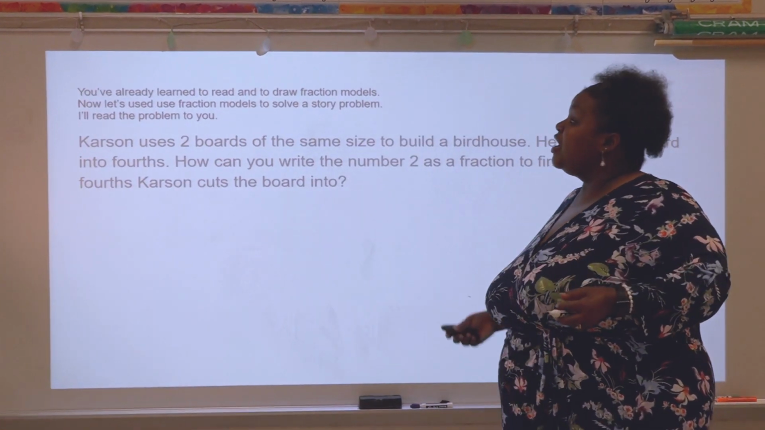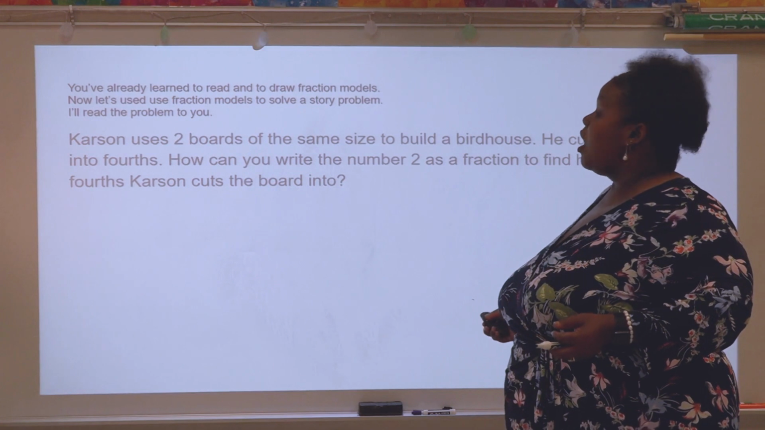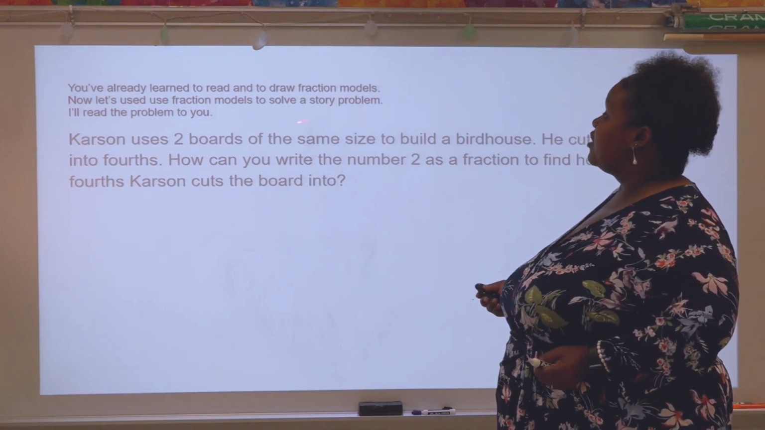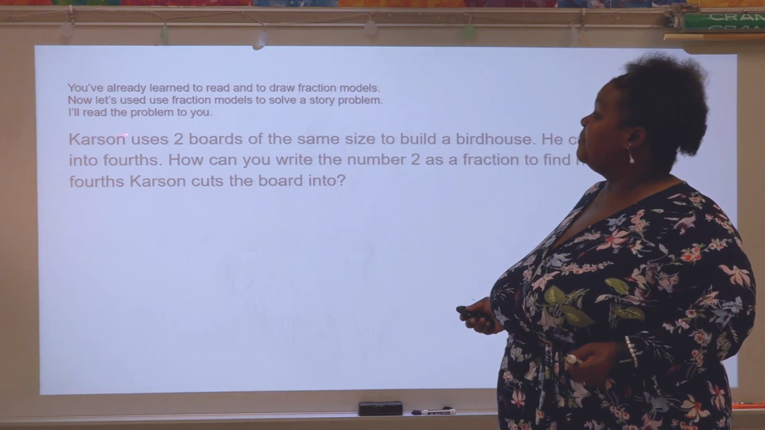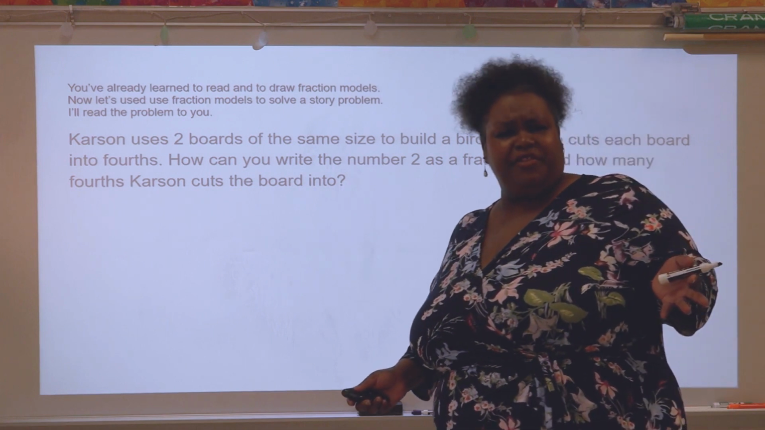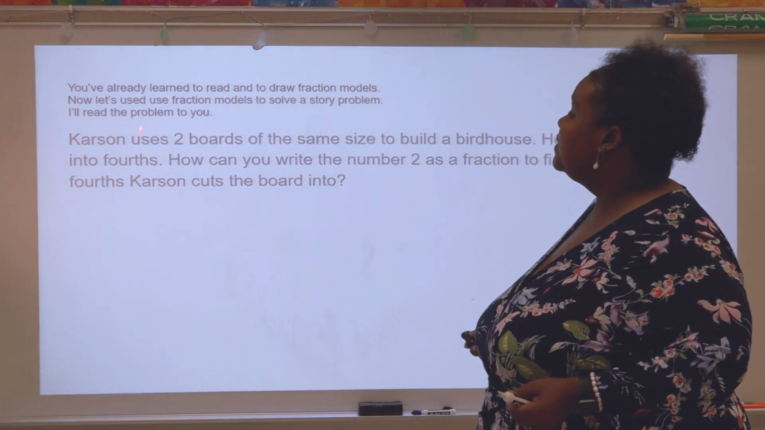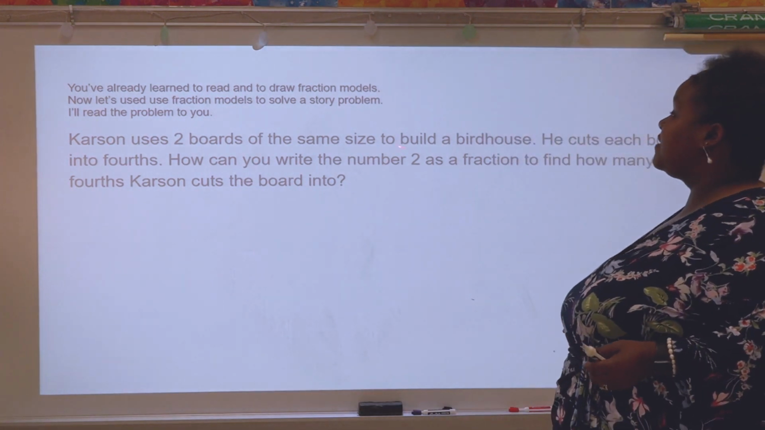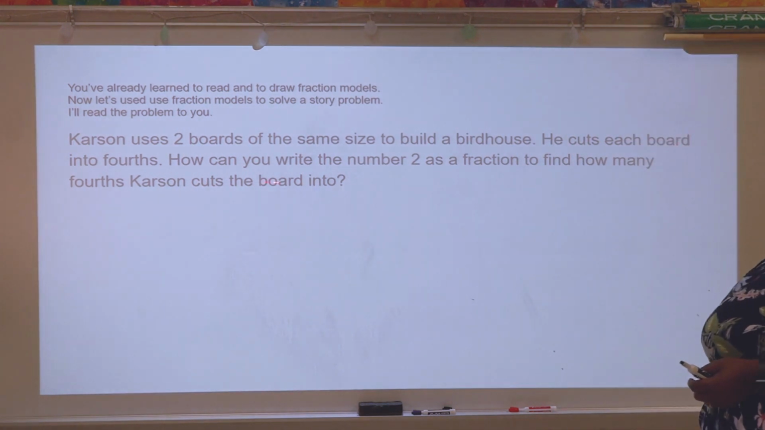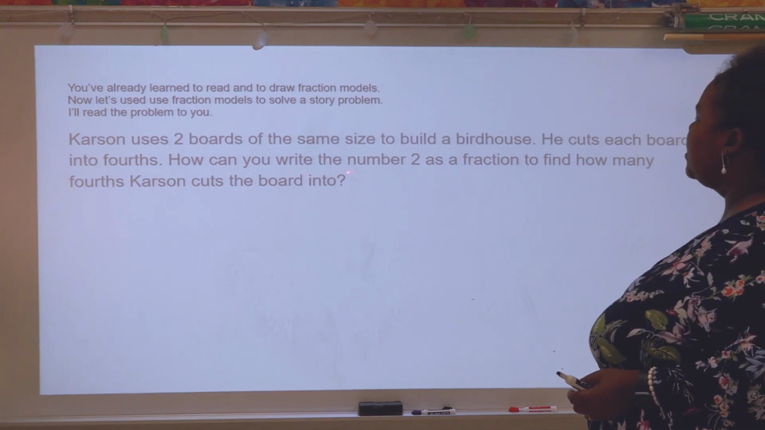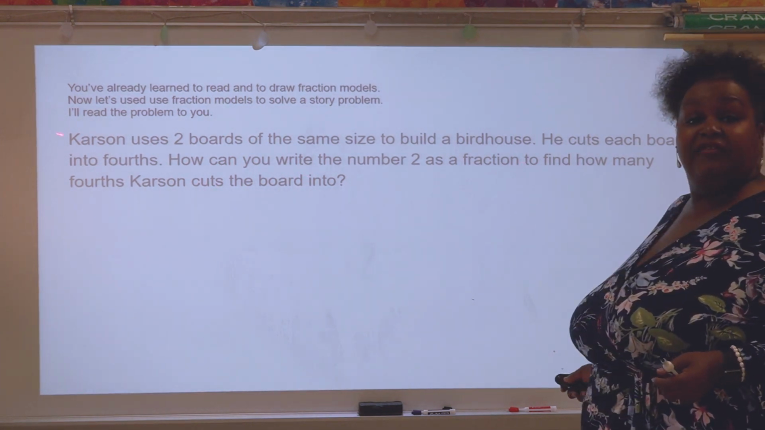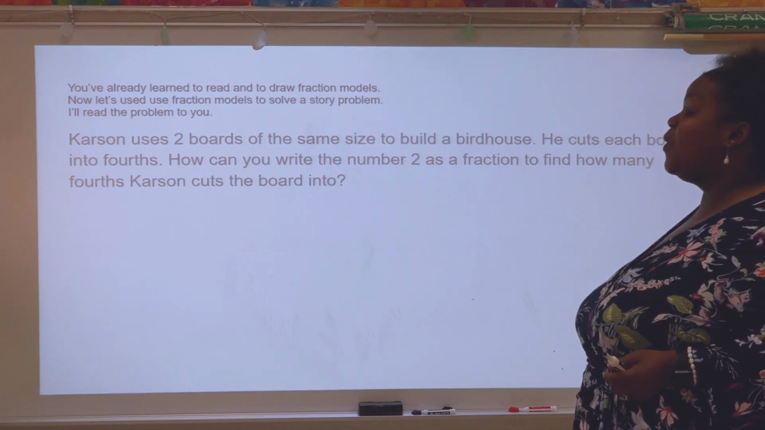You've already learned to read and to draw fraction models. Now let's use fraction models to solve a story problem. I'll read the problem to you. Feel free to read along with me. Carson uses 2 boards of the same size to build a birdhouse. He cuts each board into fourths. How can you write the number 2 as a fraction to find how many fourths Carson cuts the boards into?